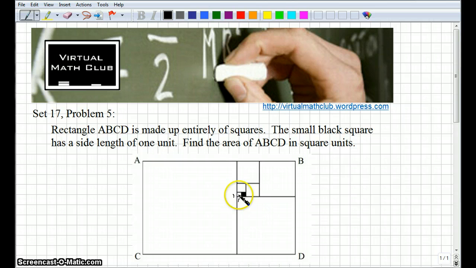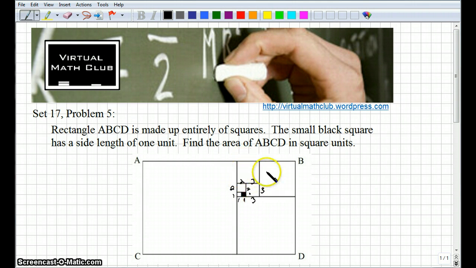These two squares are adjacent to this square, so 1 plus 1 is 2, so this square has to have a side length of 2, right? And I could put a 2 over here, a 2 over here, and a 1 here, and you can see that 1 plus 2 is 3, so this has a side length of 3. And we could put a 3 down here.